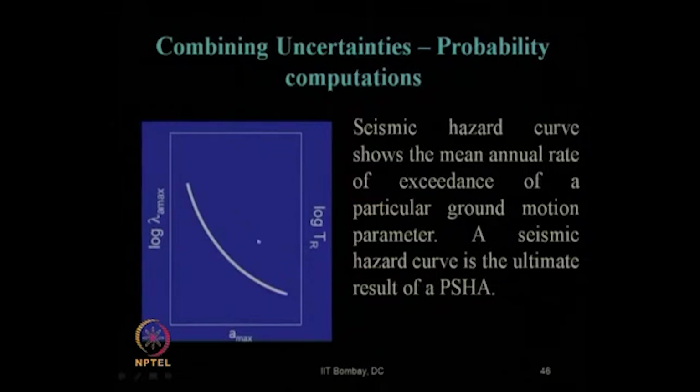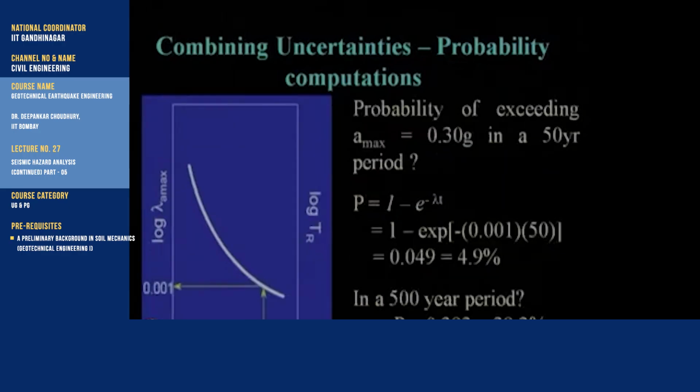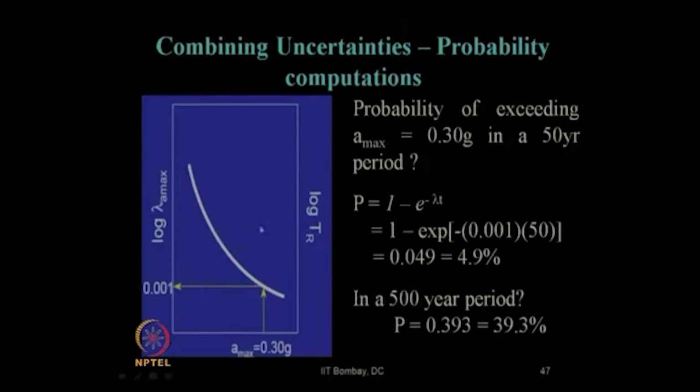Now, how do we use this seismic hazard curve? Let us see. The seismic hazard curve shows the mean annual rate of exceedance of a particular ground motion parameter, right. A seismic hazard curve is the ultimate result of this probabilistic seismic hazard analysis. As I have said, this is the ultimate output that you get from a probabilistic seismic hazard analysis. Now, let us see how we can use it.